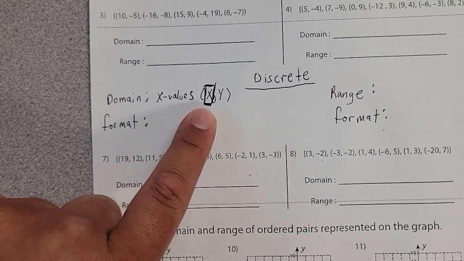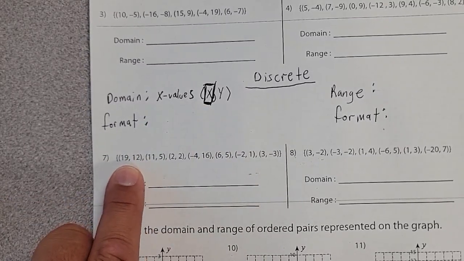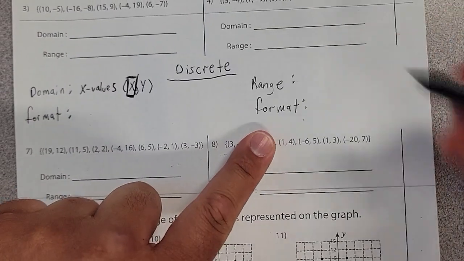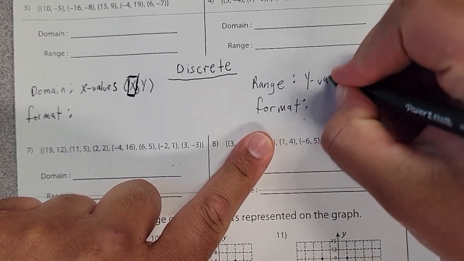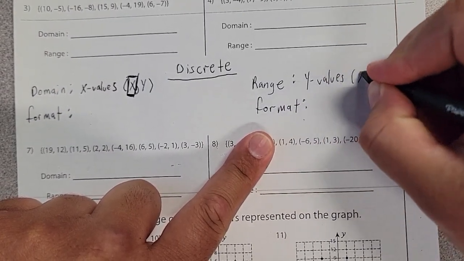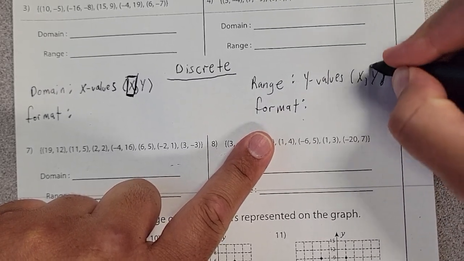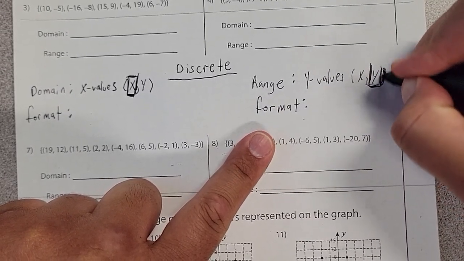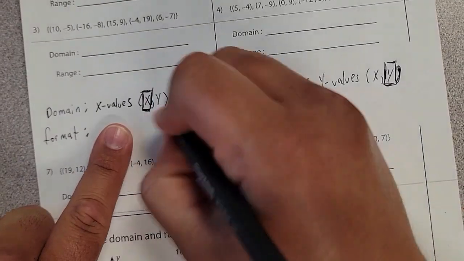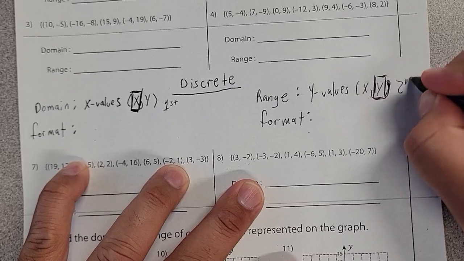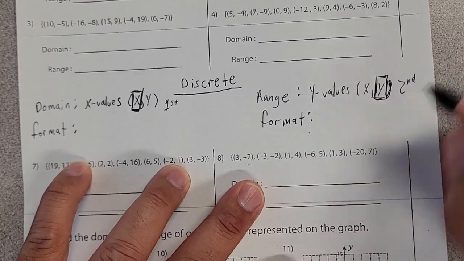It's the x values. We have x, y, see all this, x, y. And then it's the first number. For the range, it's the y values. So whenever you're looking at my points, I'm going to go ahead and look at my second number, okay? So this one is first, this one is your second, okay?